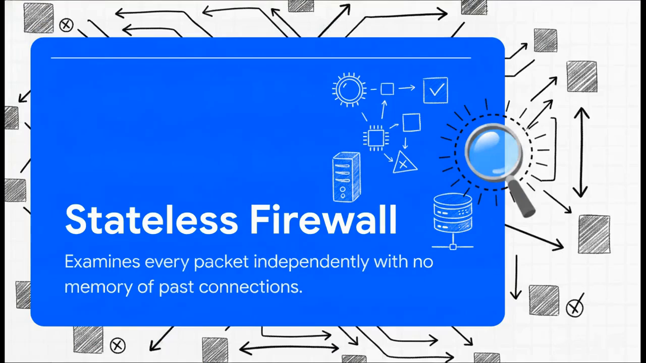Moving right along to Section 2, inside stateless firewalls. So, the crucial thing to understand here is that a stateless firewall examines every single network packet entirely on its own. It operates completely independently. It looks at basic rules, things like the source IP address, the destination IP, the protocol, and the port number. If a packet matches the rule, great, it's allowed through. If it doesn't, it's blocked. But here's the real kicker. It has absolutely zero memory of past packets or ongoing connections.